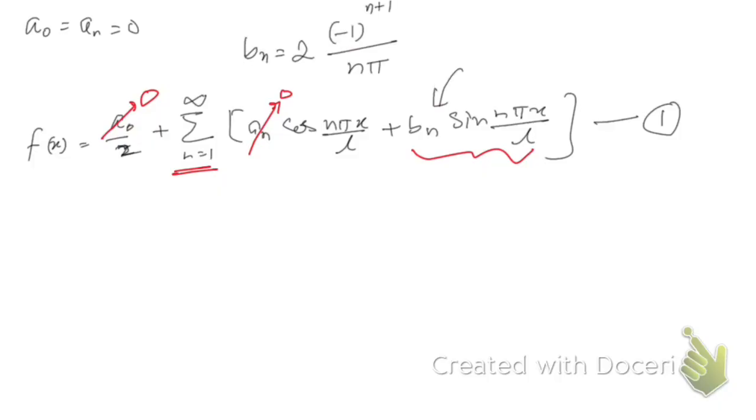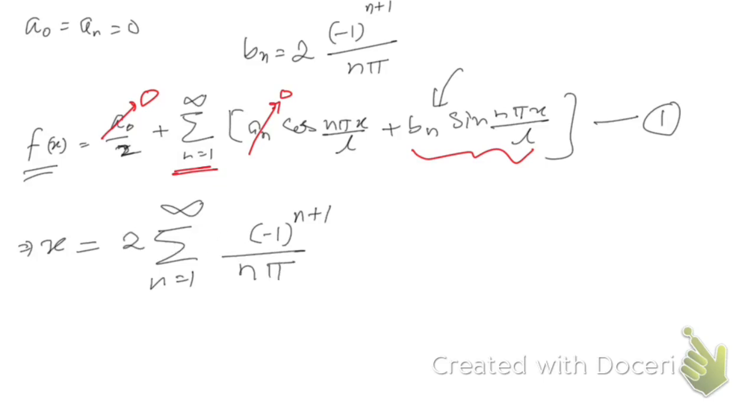Now if we put this value here, and f of x is nothing but this function x, right? Therefore we're going to have the summation from n equal to 1 to infinity, instead of bn we get 2 into minus 1 to the power n plus 1. We write this constant part outside, divided by n pi, sine n pi x by L, and instead of L you can write 1. That's going to be the answer. So hope you have understood this.